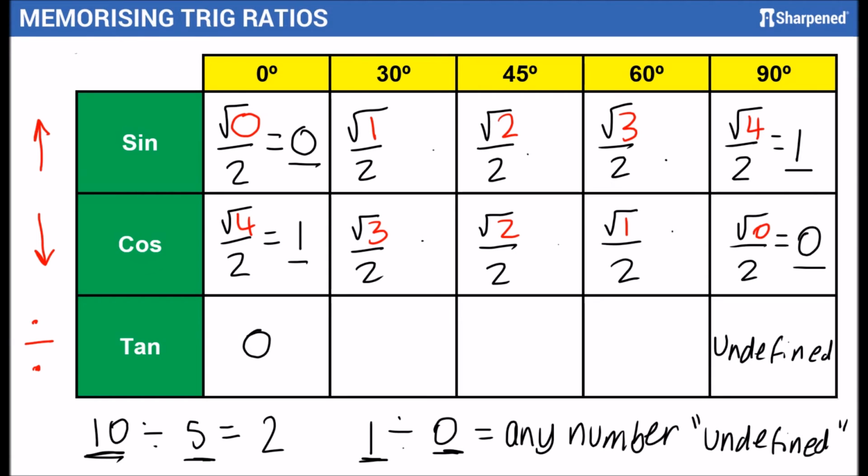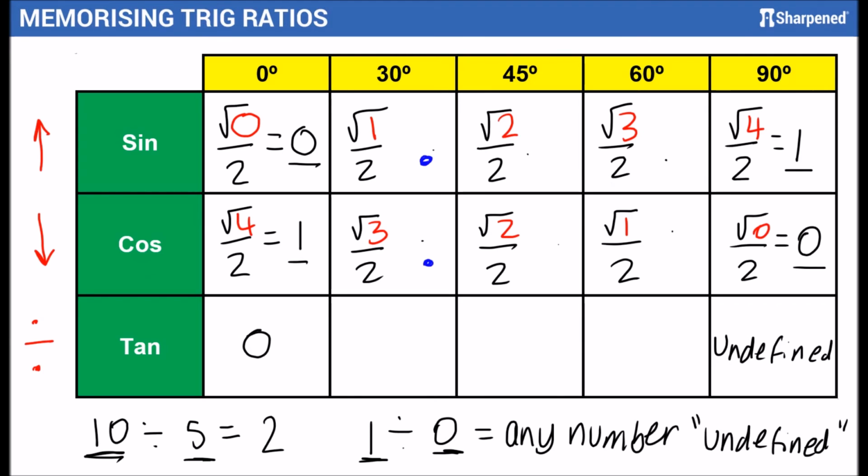Now let's jump back to the tan of 30, tan of 45, and the tan of 60. Now dividing two fractions can be a little bit tricky, because in order to get the tan of 30, we have to take the sine of 30, which is the square root of 1 over 2, and the cos of 30, which is the square root of 3 over 2, and we have to divide them. Now that can be a little bit tricky, so I'll show you a shortcut.